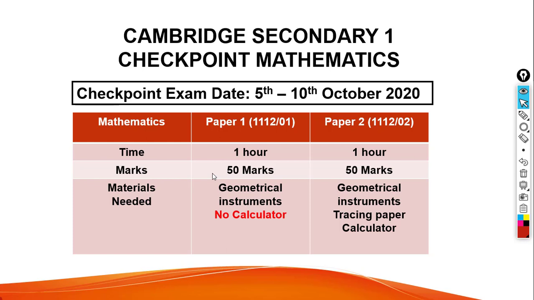There will be two papers for checkpoint mathematics, with the codes 1112/01 for paper 1, and 1112/02 for paper 2. The duration for both papers will be 1 hour, with 50 marks. The materials needed for paper 1 will be geometrical instruments, with no calculator allowed. For paper 2, a calculator is allowed and geometrical instruments will be needed.